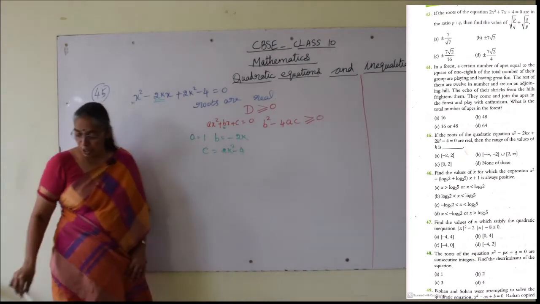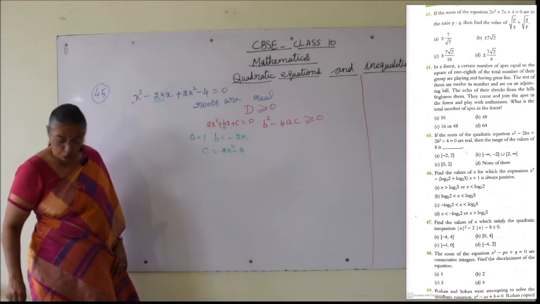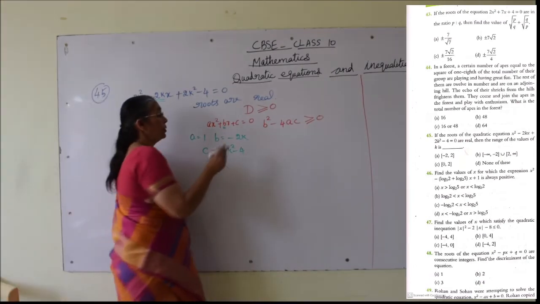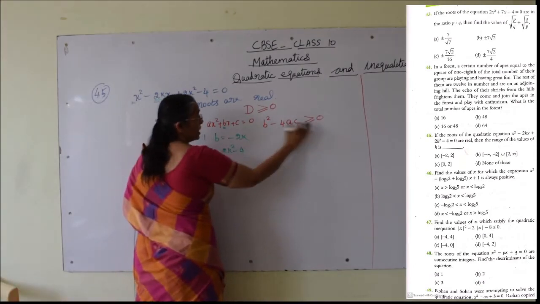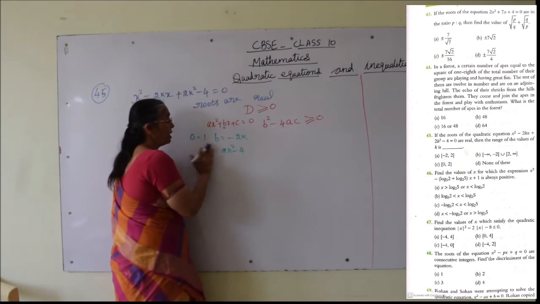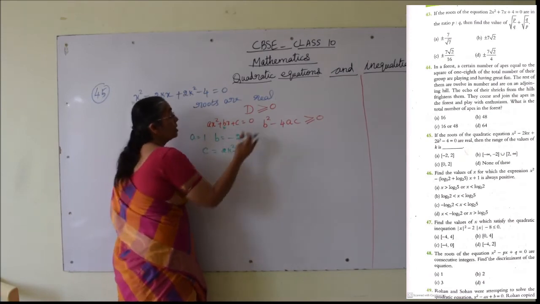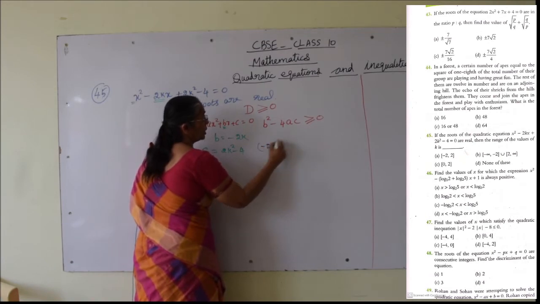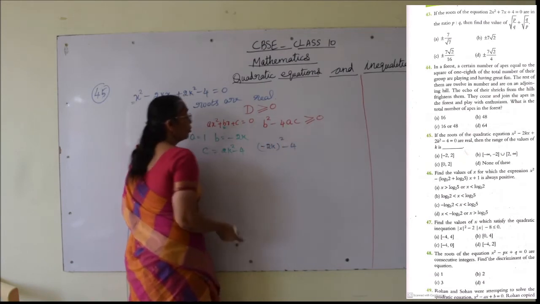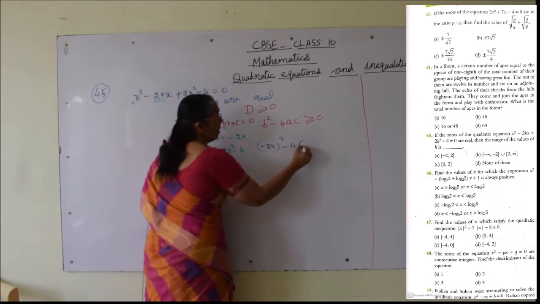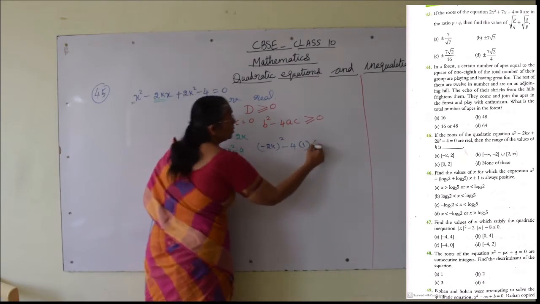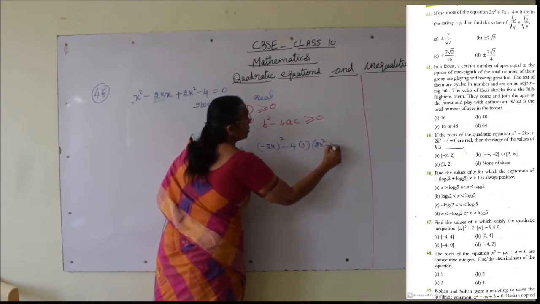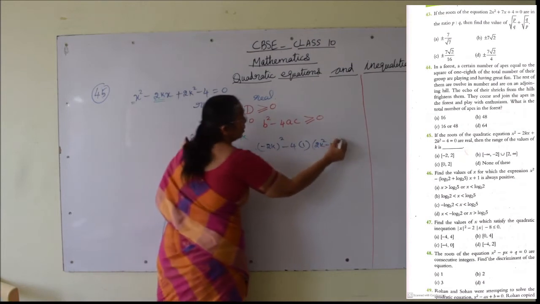So, shall we substitute in the formula b square minus 4ac? Yeah. Now the discriminant b square minus 4ac is greater than or equal to 0. Already we have identified what a, b, c are. We substitute: b square is minus 2k whole square, minus 4 times a value 1, c value 2k square minus 4, is greater than or equal to 0.